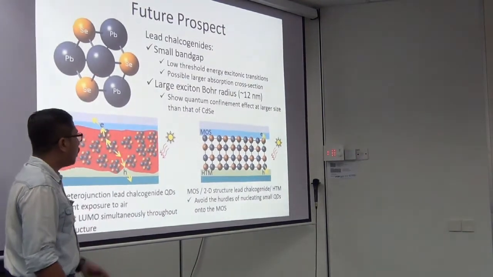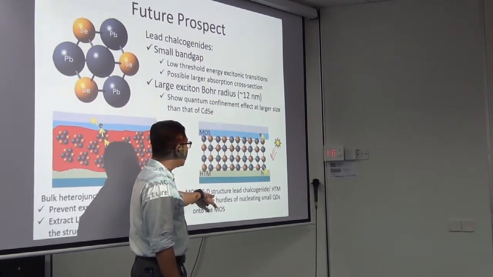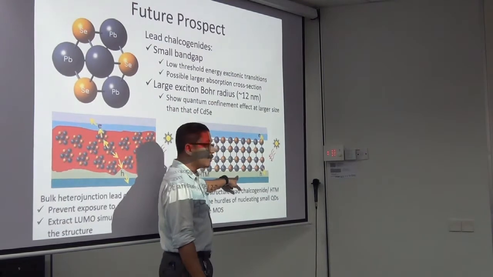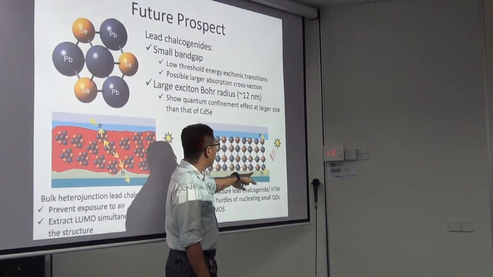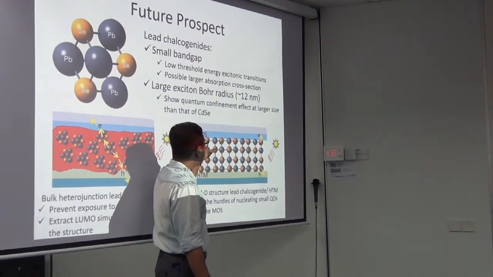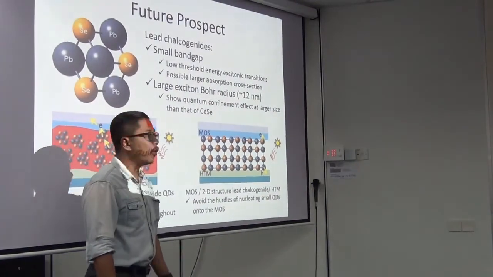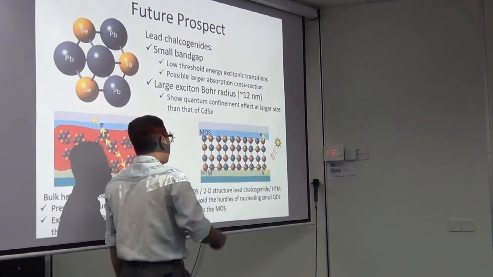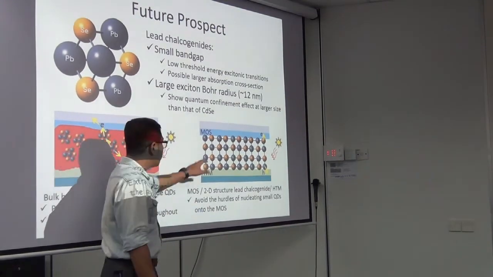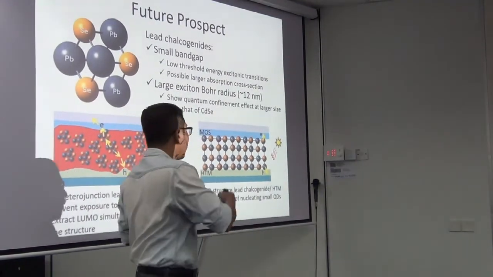This one could work. Or we could do a MOS 2D structure of lead chalcogenide. This is the lead chalcogenide, and we have a hole transport layer over here instead of using electrolyte. Hole transport layer means that only holes could be channeled out. And the metal oxide semiconductor, the function of the MOS is to extract only electrons out, also separating the excited state electron and hole. These are two types of device structure that we can do. For the time being, Farah is focusing on this one, but she might change the device structure as well. This is just one of the suggestions.